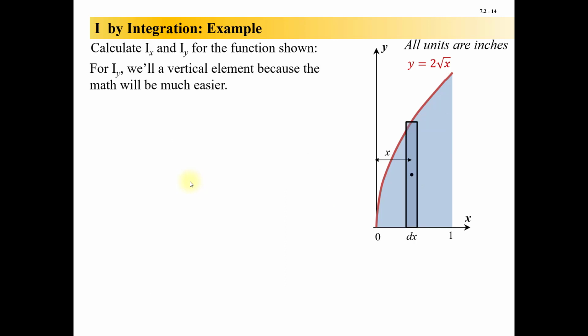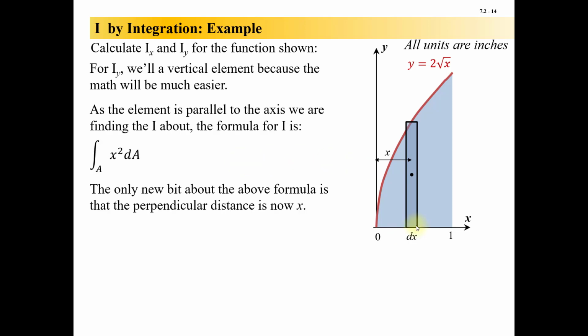So let's look at I sub y now, just to make sure that we're cool with this, because that one was y squared dA. Now we're going to do x squared dA. This is now our perpendicular distance to this differential area. So we're going to square x, multiply it by dA. It's all very similar. So here, I think I'm going to go back to my vertical element again.